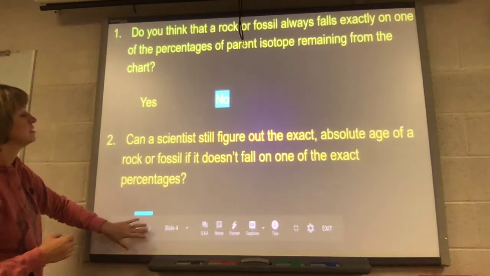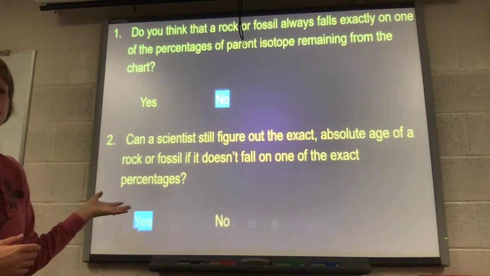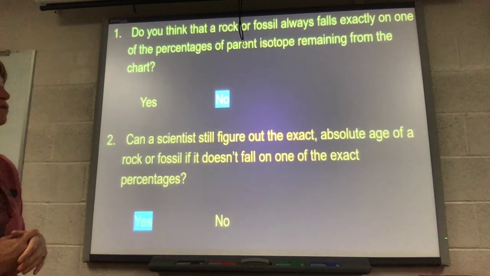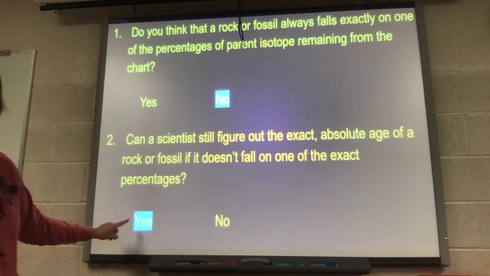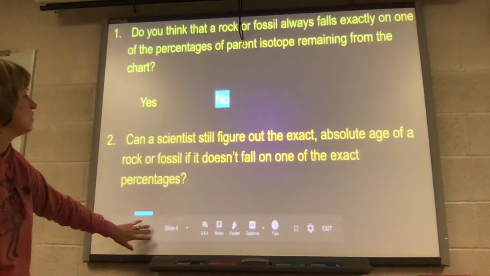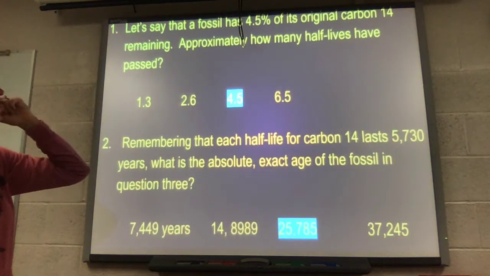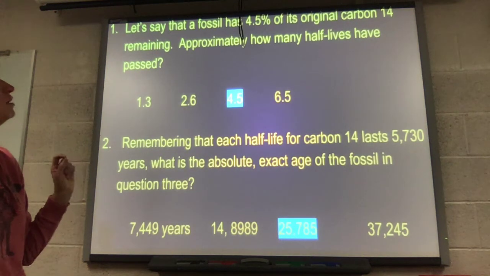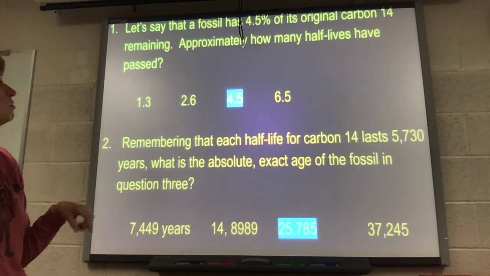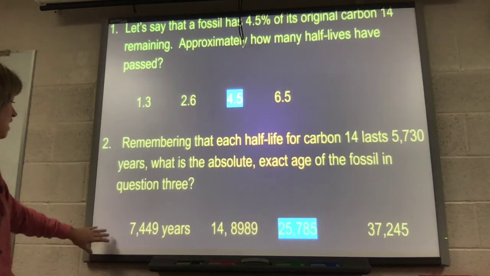So now it leads us to this. Can a scientist still figure out the exact absolute age of a rock or fossil if it doesn't fall in an exact percent? And the answer is yes. And so how are we to do that? Okay, so if you look now at this, let's say a fossil has 4.5% of its original carbon-14 remaining. That's how much is left, 4.5%.